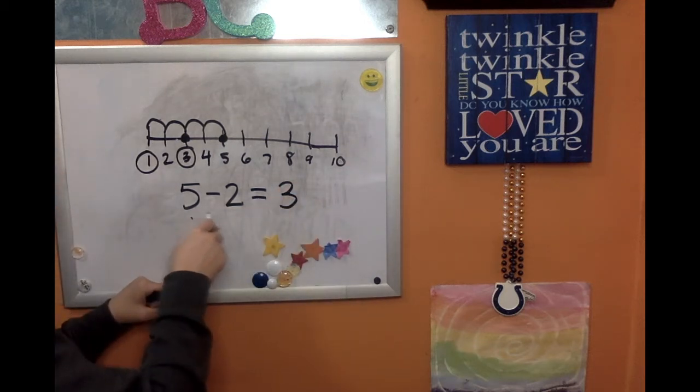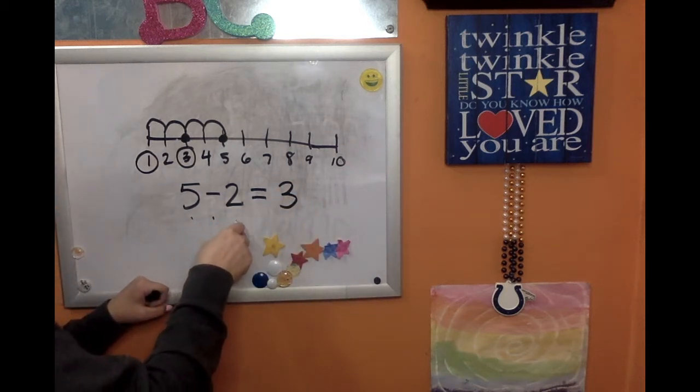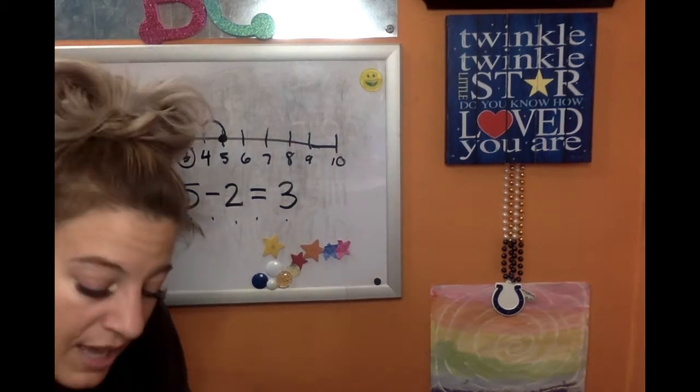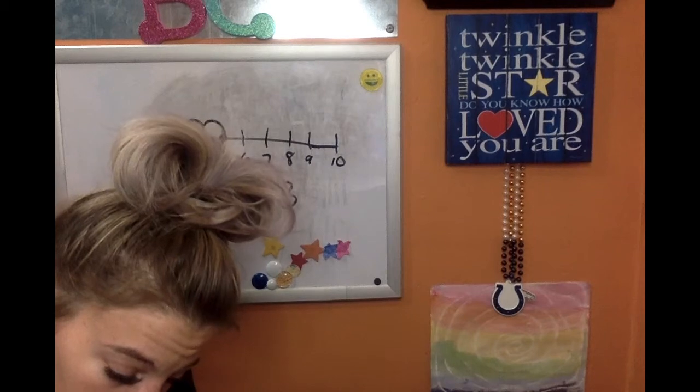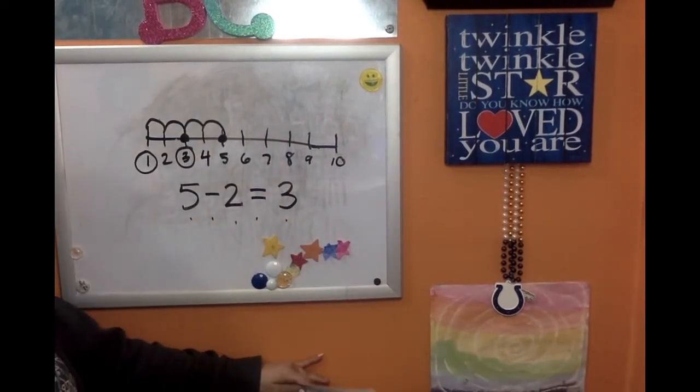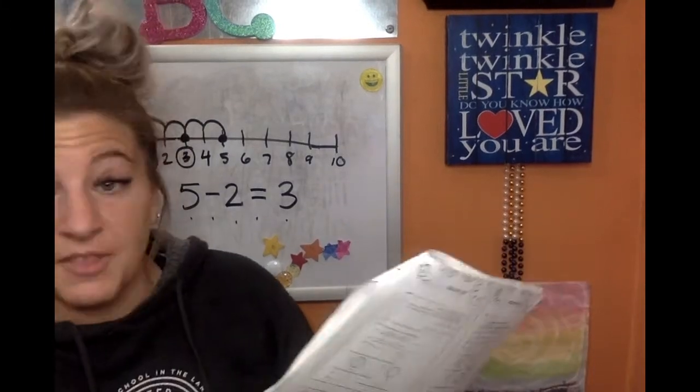5 minus 2 equals 3. Wow, you guys are really good at this. We like to do the bunny hops backwards. Okay, the next one is the money.